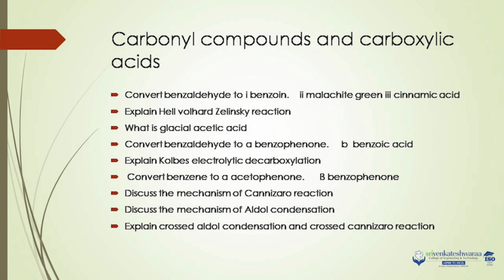Conversion of benzaldehyde to benzoin: using alcoholic KCN, we can convert benzaldehyde into benzoin. Malachite green is a pigment where N,N-dimethylaniline is used. When combined with benzaldehyde, we get malachite green. Cinnamic acid, C6H5CH=CHCOOH. HVZ reaction: in the alpha carbon, halogens are attached, where the reaction takes place in the presence of red phosphorus. Glacial acetic acid is 100% acetic acid.